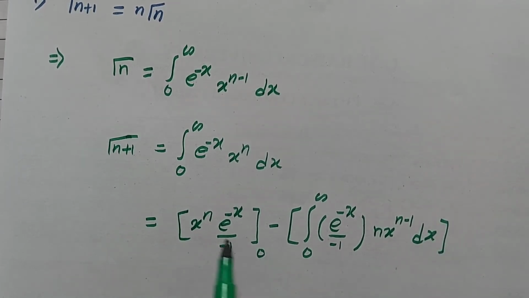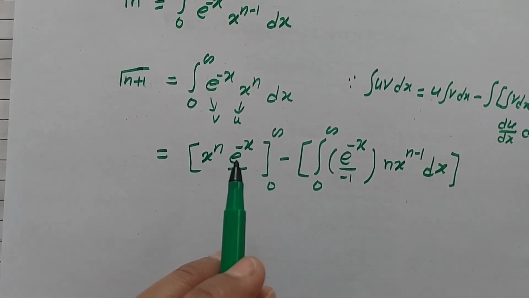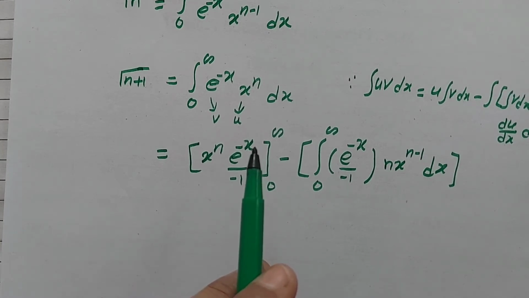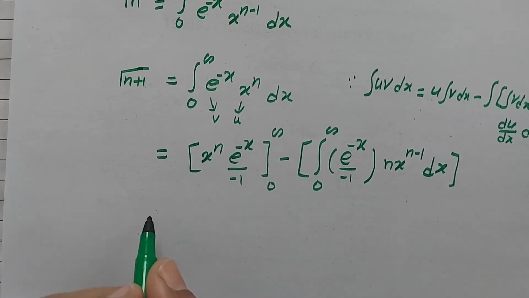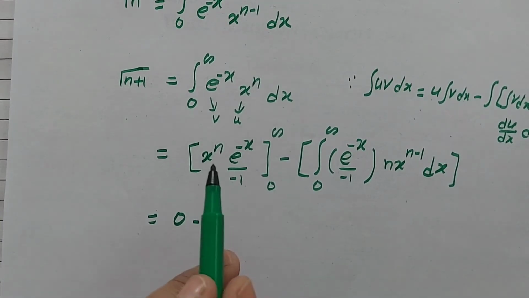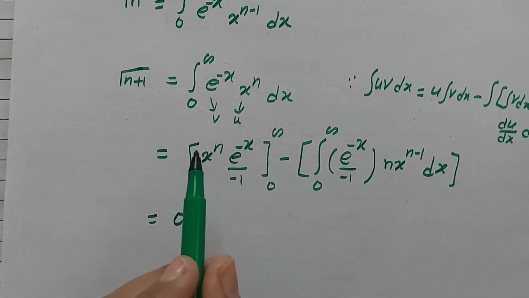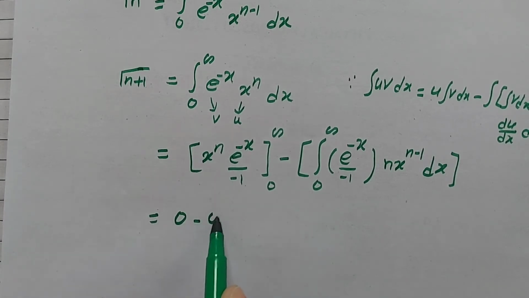Here this term is outside the integration, so we have to put upper limit minus lower limit in this term and this integration. Now put upper limit minus lower limit in the first term. If we put the upper limit, we get e raised to the power minus infinity, and the value of e raised to the power minus infinity is 0. So the whole term is 0 for the upper limit. Minus the lower limit: if we put x equals 0, then it is 0 in multiplication, so again for the lower limit it is 0.